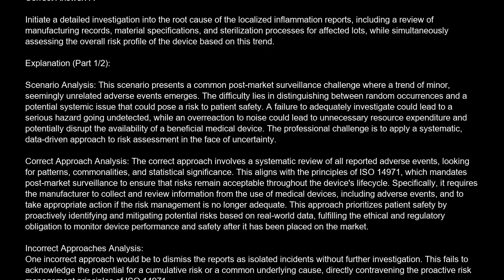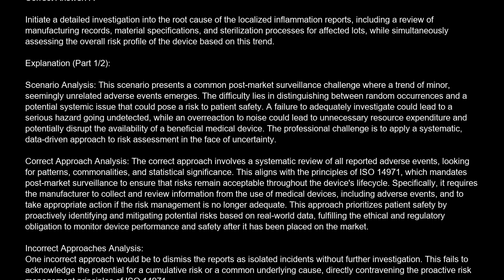The correct answer is A. Initiate a detailed investigation into the root cause of the localized inflammation reports, including a review of manufacturing records, material specifications, and sterilization processes for affected lots, while simultaneously assessing the overall risk profile of the device based on this trend. Explanation. Scenario analysis. This scenario presents a common post-market surveillance challenge where a trend of minor, seemingly unrelated adverse events emerges.